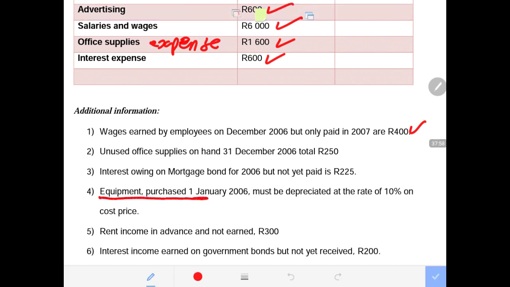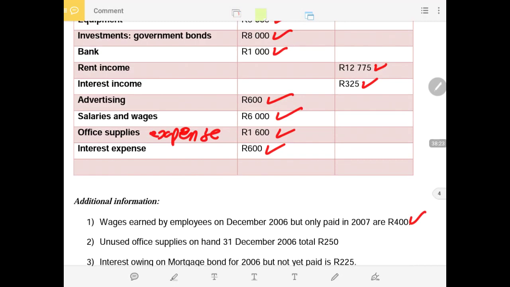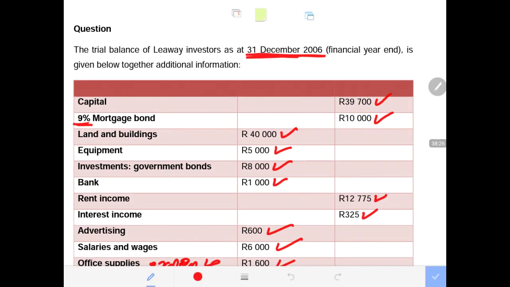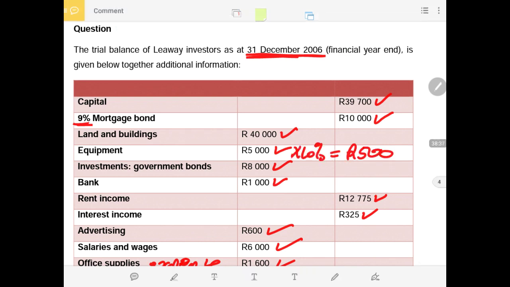equipment that was bought on the 1st of January in the year 2006. Take note the date is at the beginning of the accounting period. Then they say it must be depreciated on the straight line method at 10% rate of the cost price. That means when we're calculating our depreciation, we need to say the cost of the equipment, which is 5,000, we multiply this by 10%, it will give us the amount of 500 rands. And 500 rands is what you call depreciation.